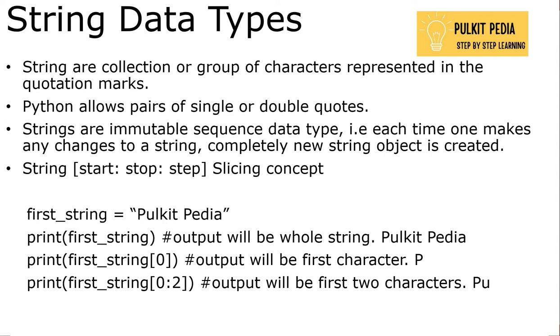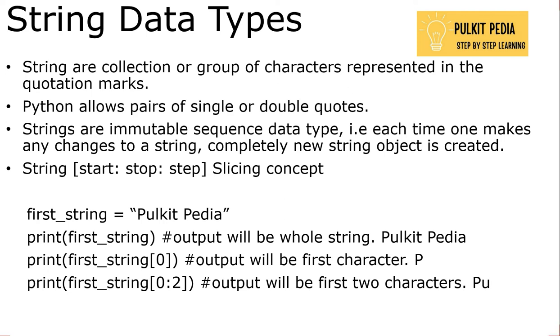For example, you have taken a variable a equal to Pulkitpedia. If you define a equal to Pulkitpedia1, you assign it again, and then a new string will be created for it. It's not that the value of the previous string will change. A completely new string object will be created for it.